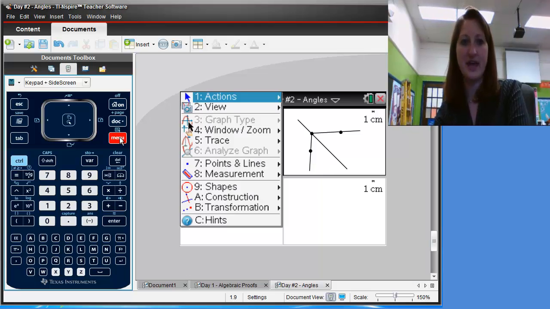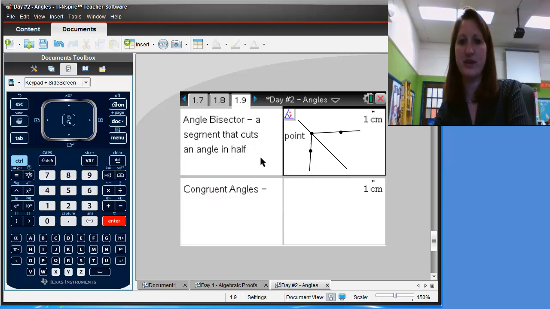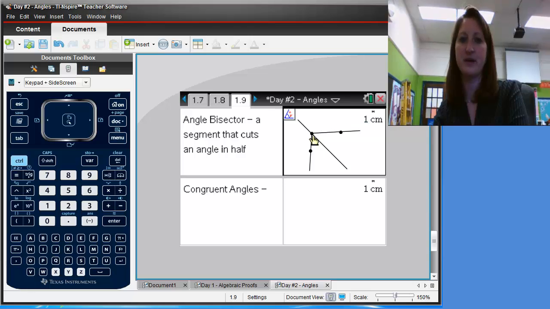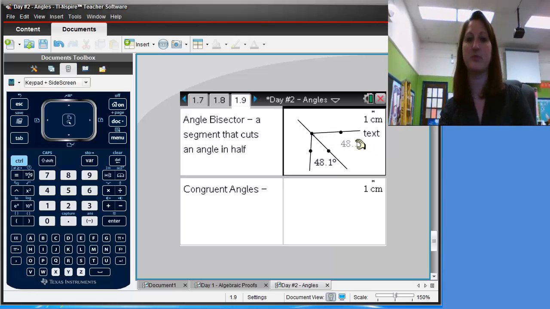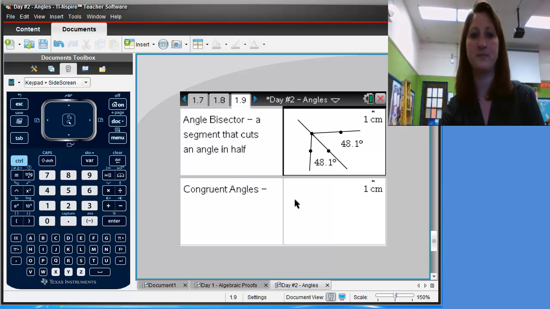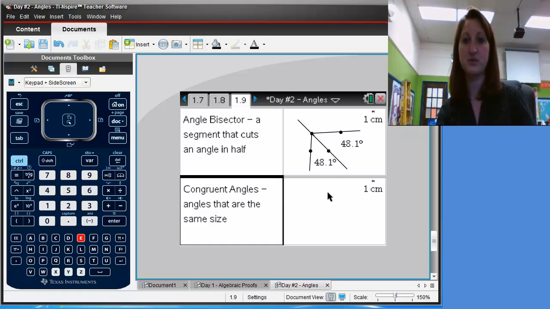And what happens is the angle bisector cuts the angle in half. What that means is that the two angles that are formed should be the same size. So I'm just going to measure them to make sure. Alright, so it looks like the first one I measured was 48.1 and the second one is 48.1. So again, they are equal. Congruent angles are angles that are the same size. So the angles up above, those two angles are congruent.